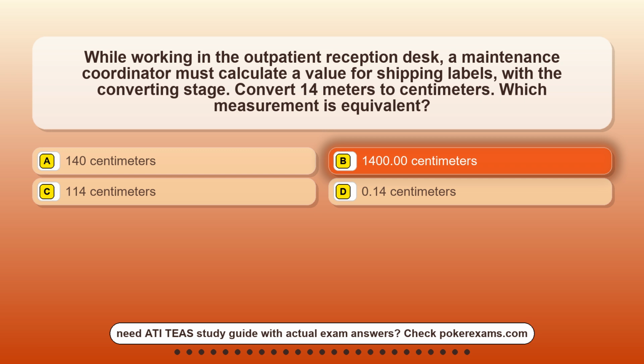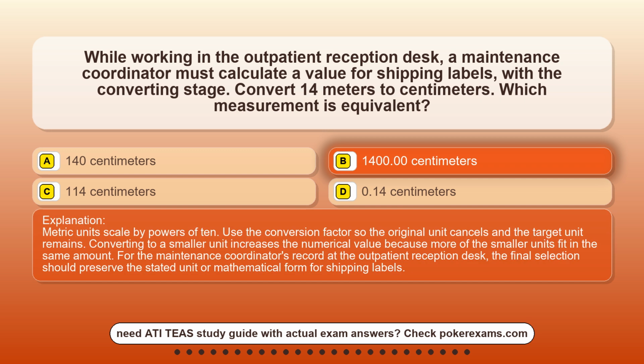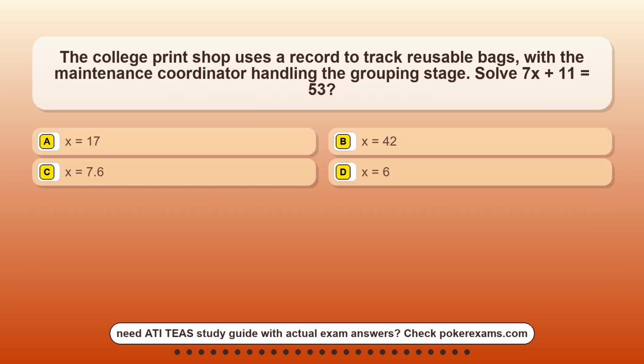1400.00 centimeters. Metric units scale by powers of 10. Use the conversion factor so the original unit cancels and the target unit remains. Converting to a smaller unit increases the numerical value because more of the smaller units fit in the same amount. For the maintenance coordinator's record at the outpatient reception desk, the final selection should preserve the stated unit or mathematical form for shipping labels.